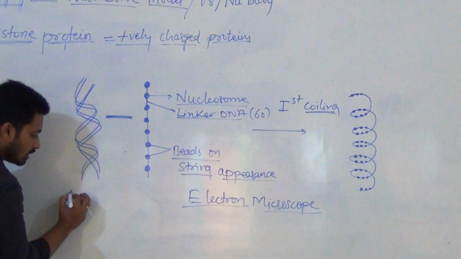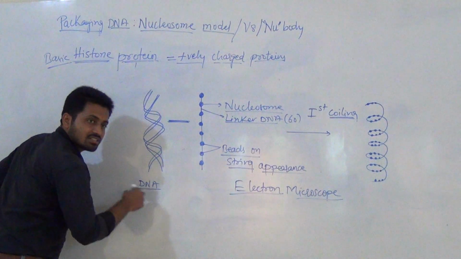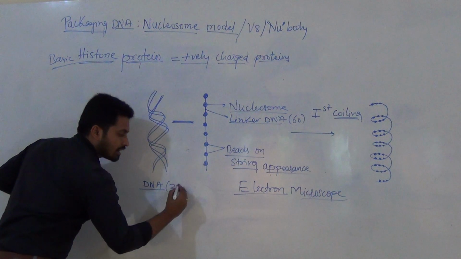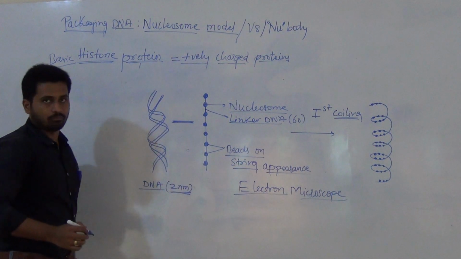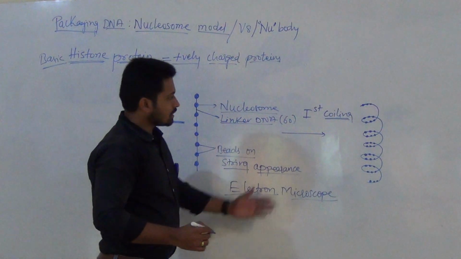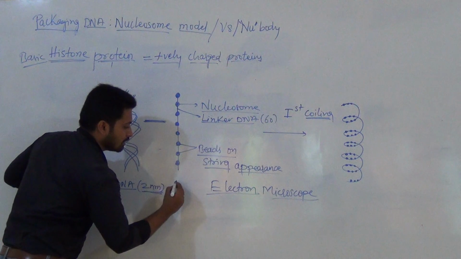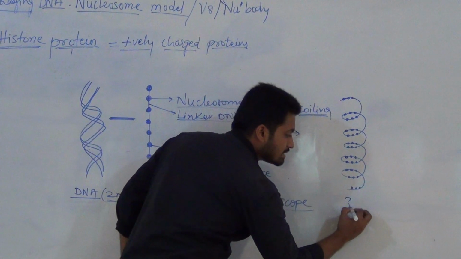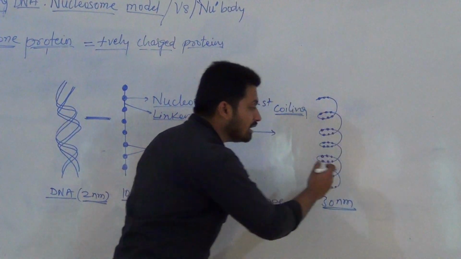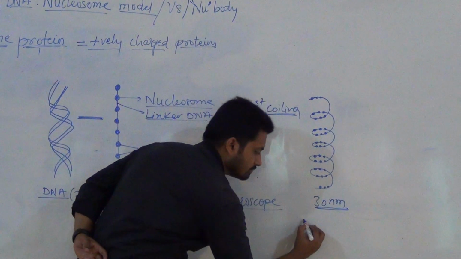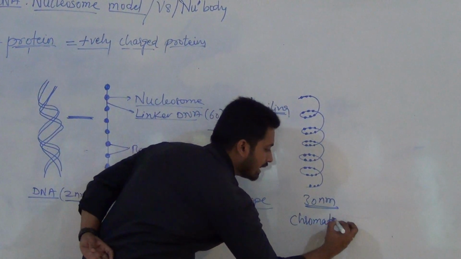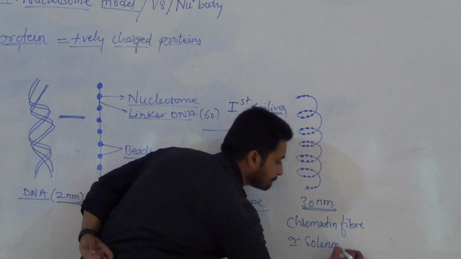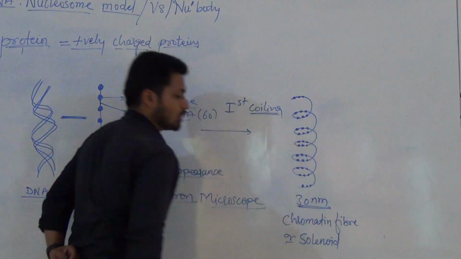Now listen, this is our DNA. What is its diameter? Yesterday we studied 20 angstrom, that is 2 nm. Now coming here, what is the diameter? That is 10 nm. Next here it is 30 nm. And this coiled structure we call chromatin fiber, or you can also call it solenoid. What is that word? Solenoid.